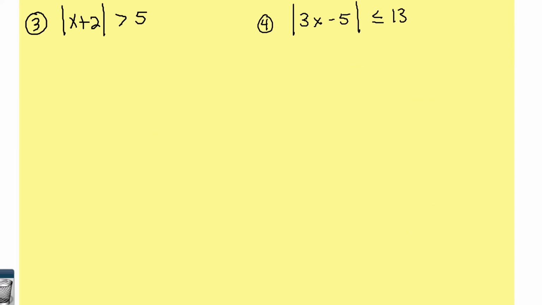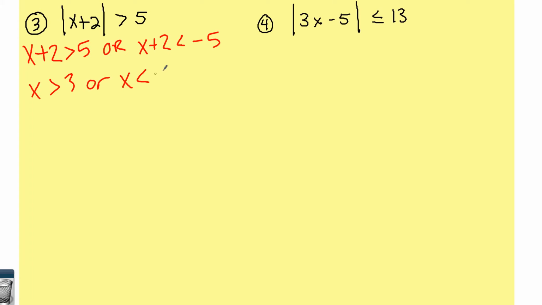For number 3, you would do x + 2 > 5. That's your first one. You just drop the bars. Then it's a greater than sign, so it's going to be "or" x + 2, then you flip everything, < -5. We solve them. x is greater than 3, or x is less than -7.